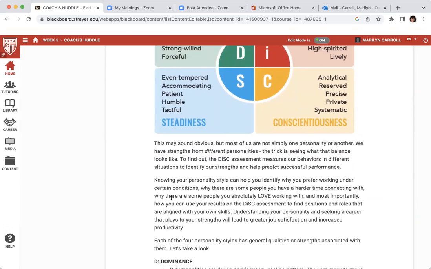A lot of times we think we know about ourselves, but we really don't, guys. These assessments really do help us. And even if we know some things about ourselves, the assessment helps to bring out other things.